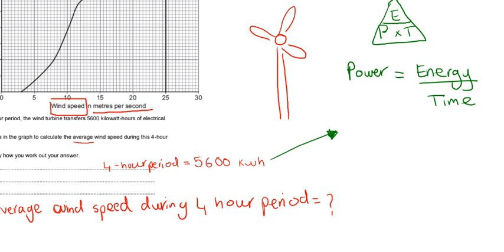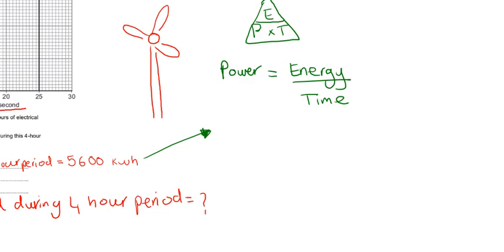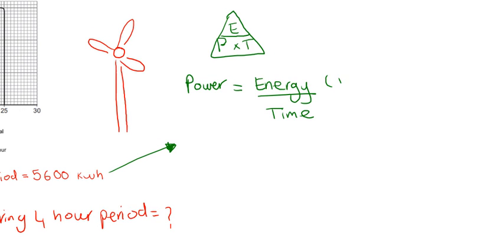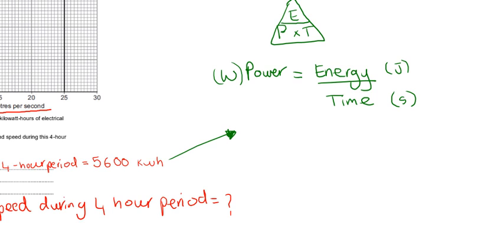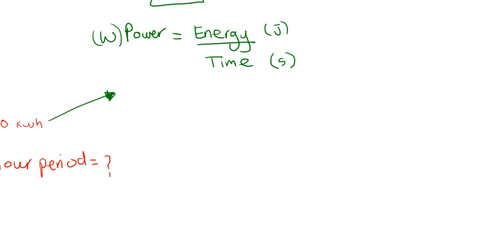So we know the units for energy are joules, we know the units for time are seconds, and we know the units for power are watts. So we've got watts equals joules over seconds. Of course, if there was lots of power and we wanted to write kilowatts, we could do that as well.